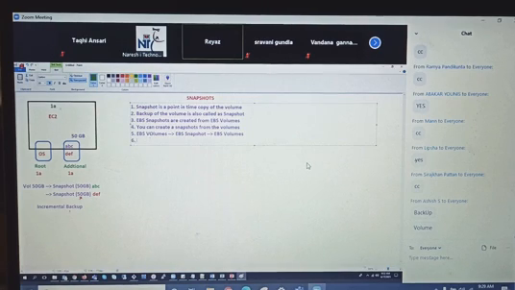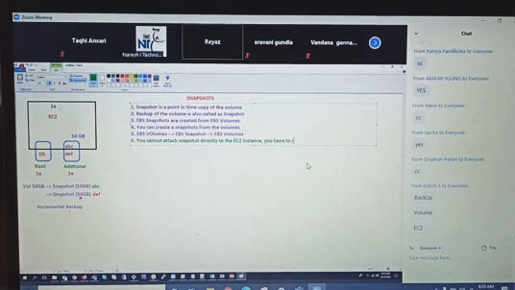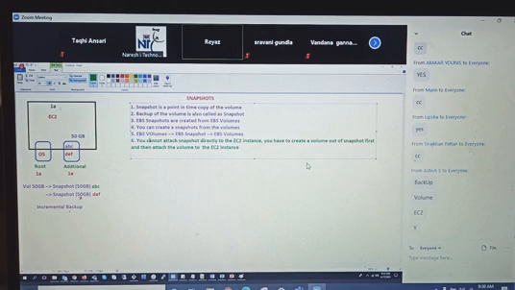Also, you cannot attach a snapshot directly to the EC2 instance. You have to create a volume out of the snapshot and then attach the volume to the EC2 instance. Does that make sense still, everyone? Nice. Okay.